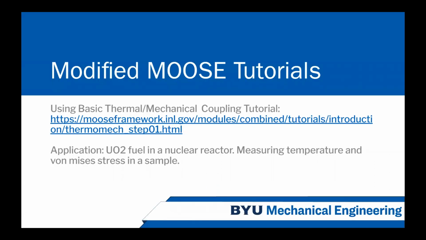Now that we have learned about how to use MOOSE, our application is to look in a nuclear reactor with a UO2 fuel cell, and we can measure temperature and von Mises stress in our sample by changing some factors inside of our input files.